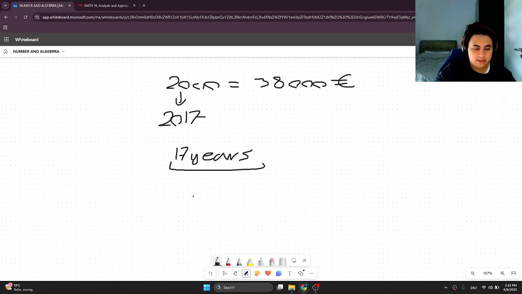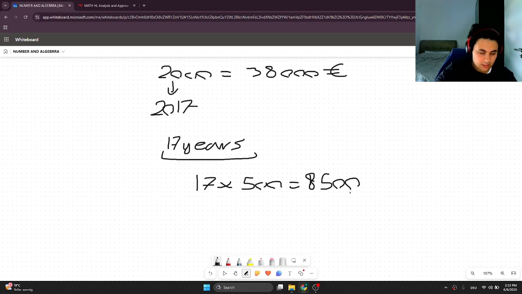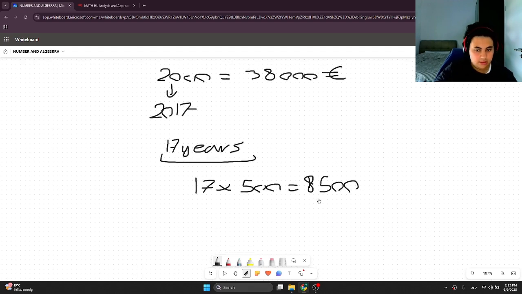So how do we calculate that? We say 17 multiplied by 5, which is 85. So it's 17 multiplied by 500, which is 8,500. So it's 8,500 euros.